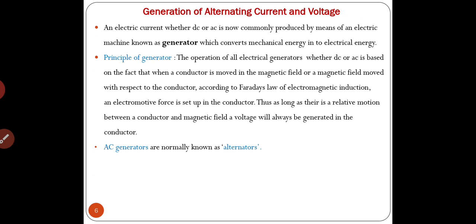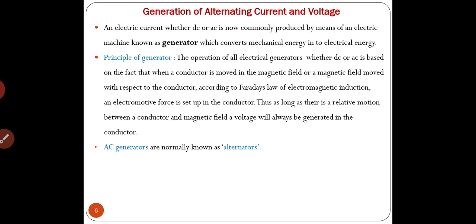Generation of alternating current and voltage. How to generate an alternating current and voltage? An electric current, whether DC or AC, is now commonly produced by means of an electric machine known as a generator or alternator, which converts mechanical energy into electrical energy. Most of the electricity we produce is through a machine called a generator, which converts mechanical energy into electrical energy.